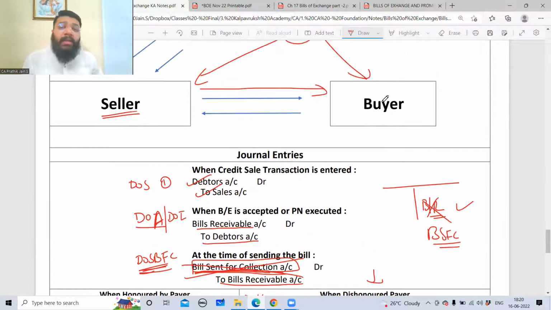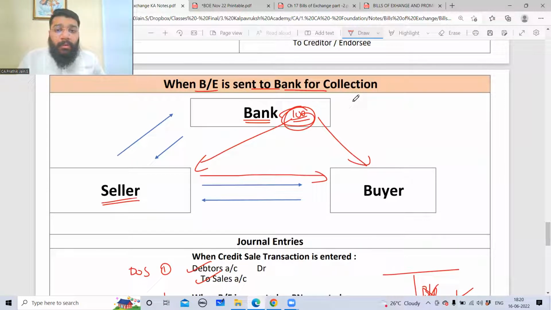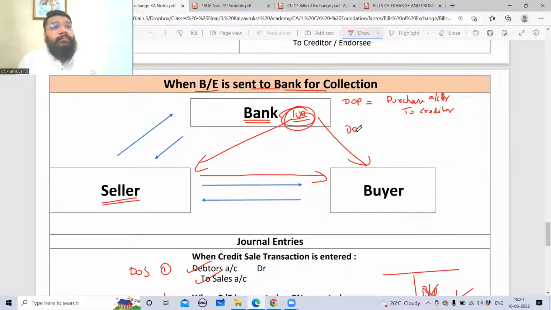Now, buyer, what entry will you record? In the books of the buyer, first, on the date of purchase, the entry is purchase account debit to creditor. Second, on the date of acceptance, you will reverse the creditor. The creditor account has been reversed to bills payable.